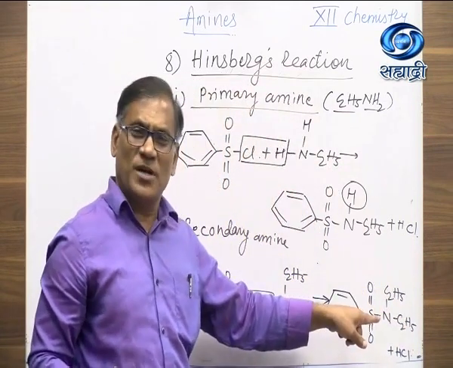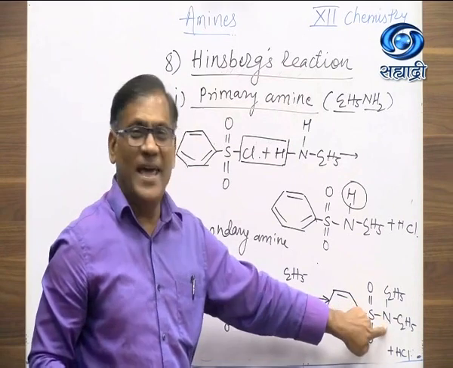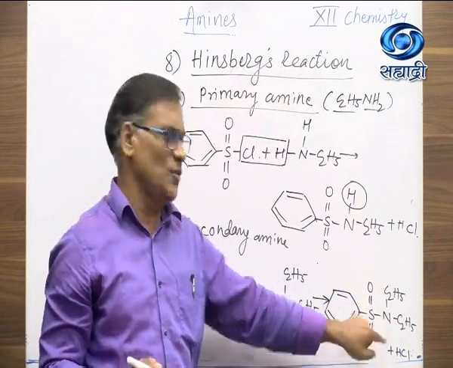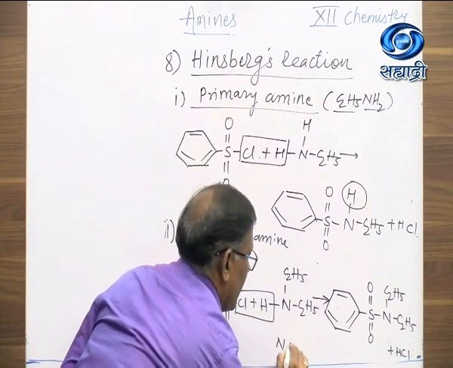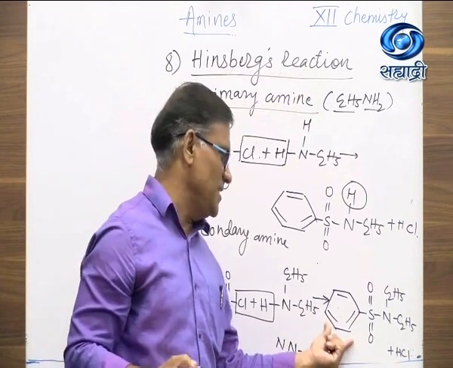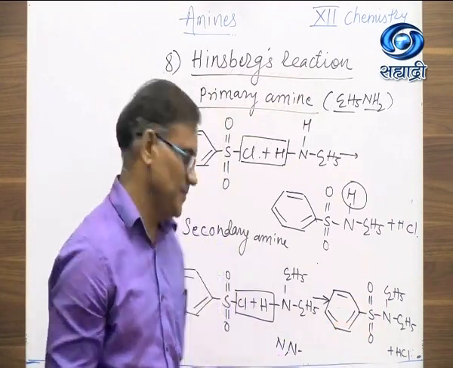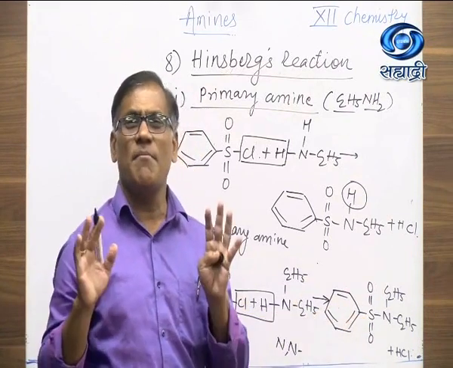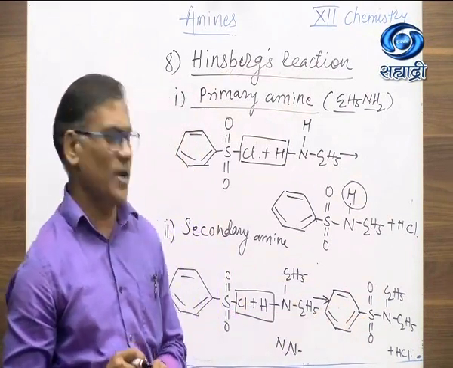So what is the name of this product? Name of this product is N,N-diethyl. Because of two ethyl groups present on nitrogen, you have to write N capital, N capital. N,N-diethyl benzene sulfonamide. N,N-diethyl benzene sulfonamide is the name of this product.